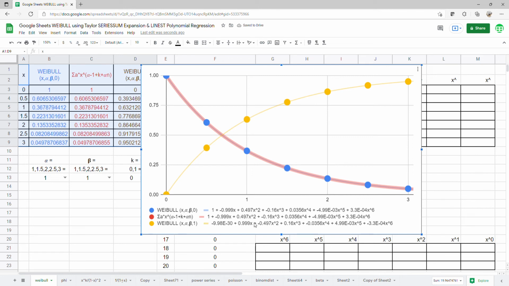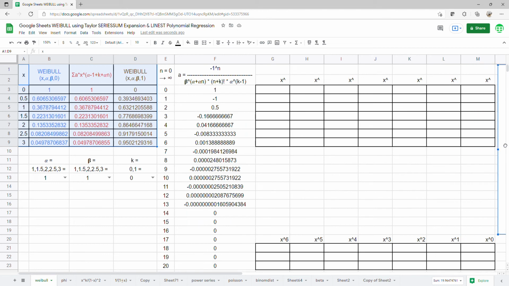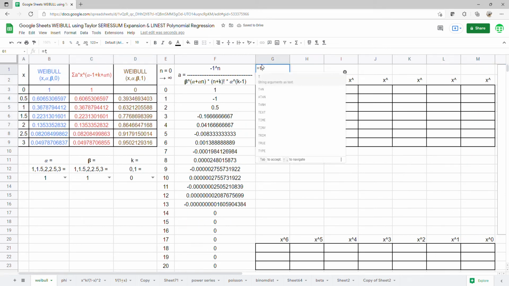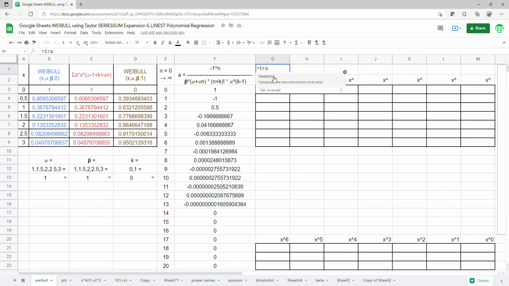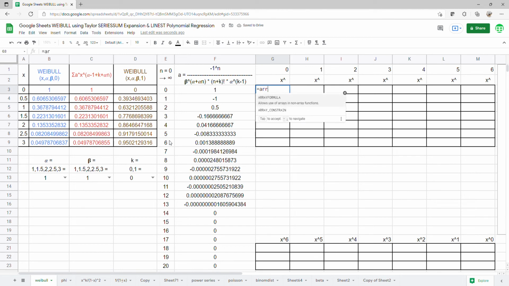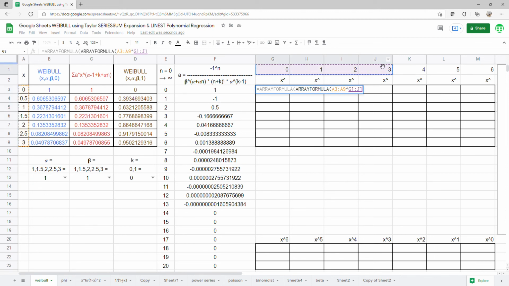We calculate this polynomial regression coefficient using LINEST. To do that, we complete the LINEST matrix, starting with the power. Transpose 0 to 6. And the elements of the matrix are a formula of the x values raised to the power 0 to 6.